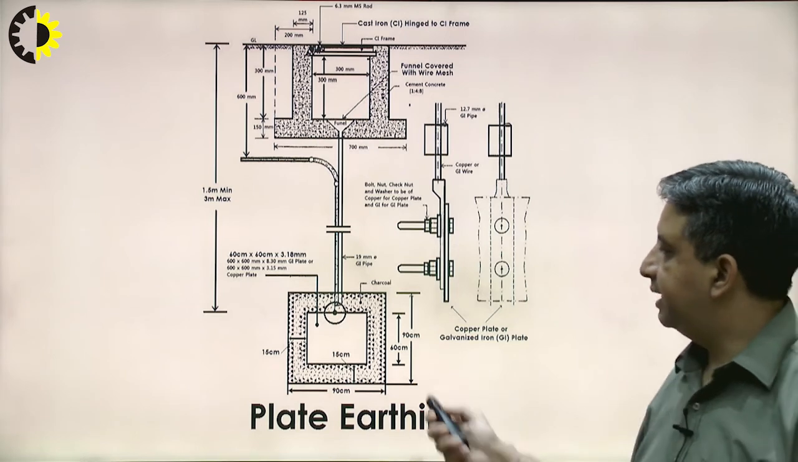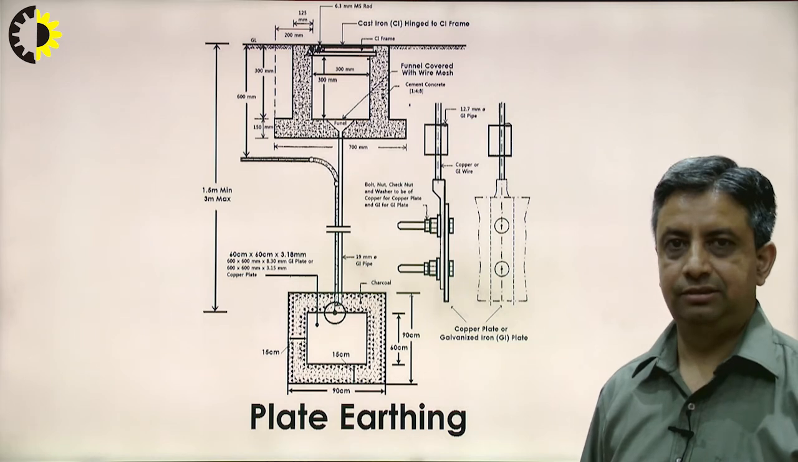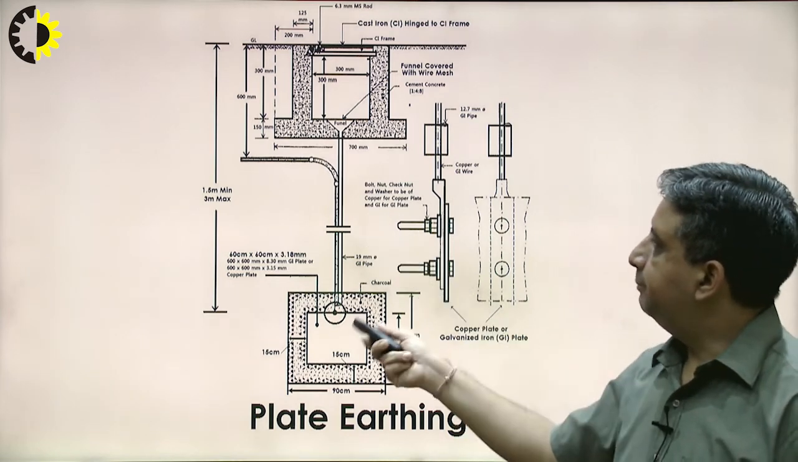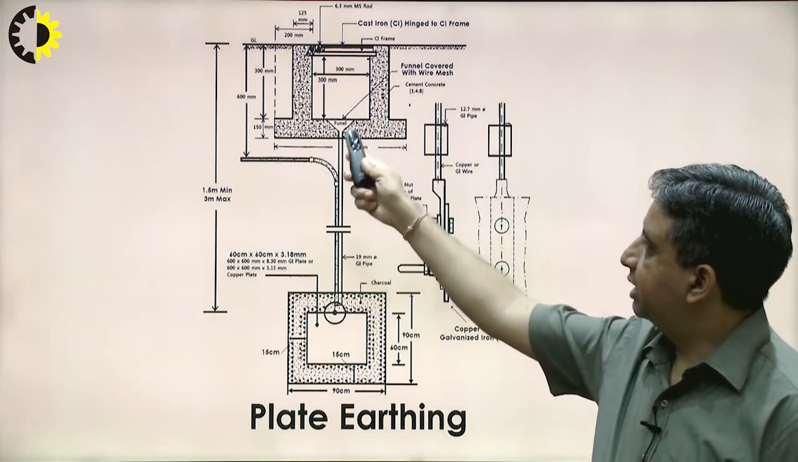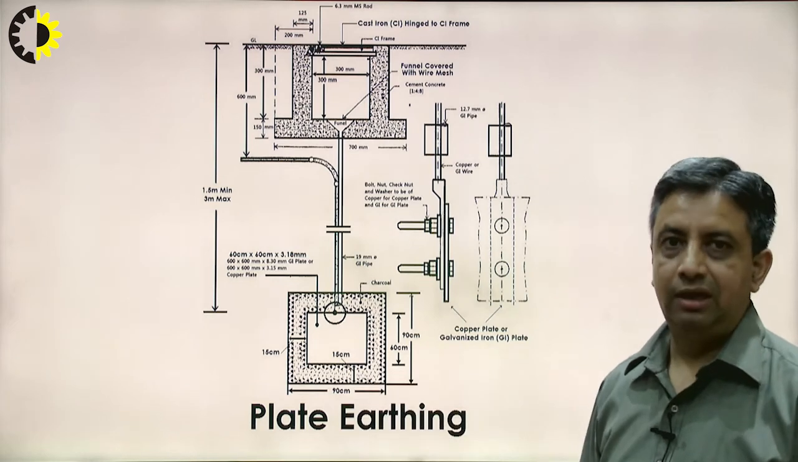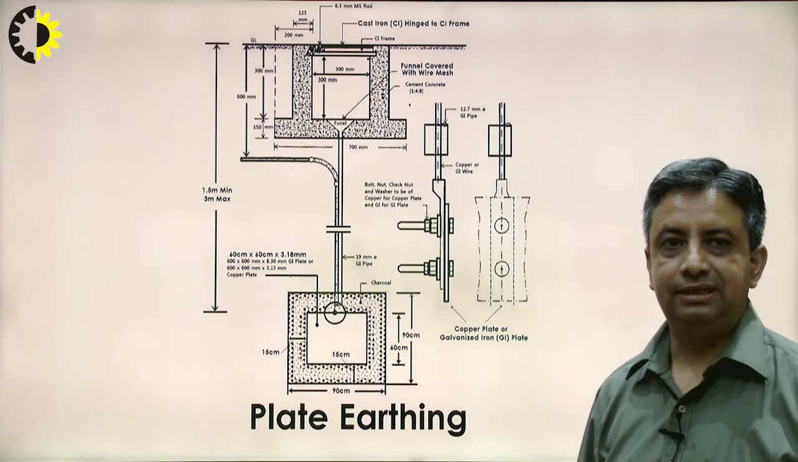This type of plate earthing is generally used in case of an electrical substation. So this is the first type of earthing. Again, from time to time, we generally pour water with the help of this funnel to retain the moisture of the soil. So this is basically the first type of earthing, that is the plate earthing.